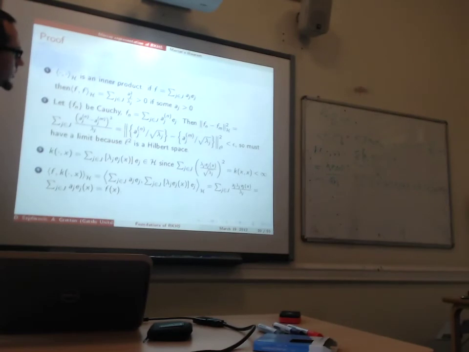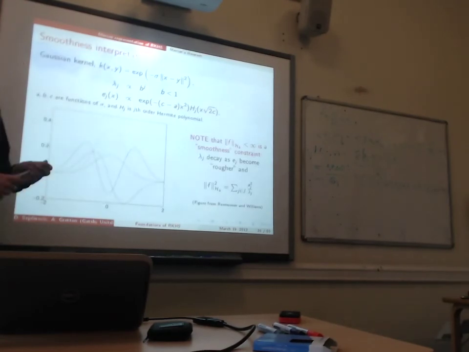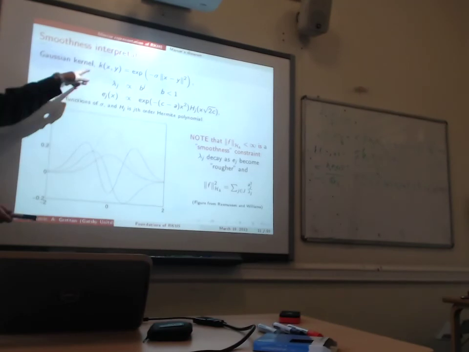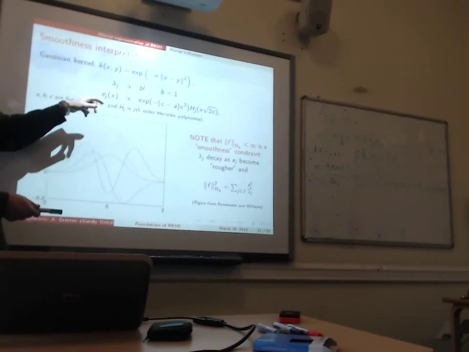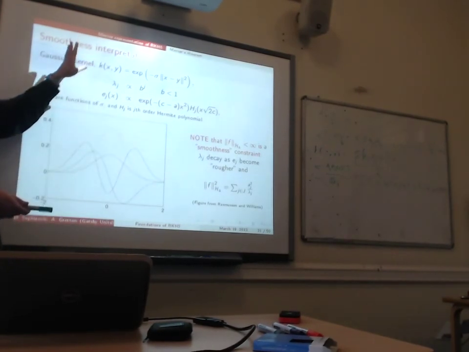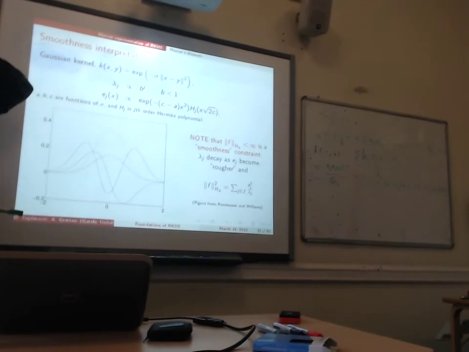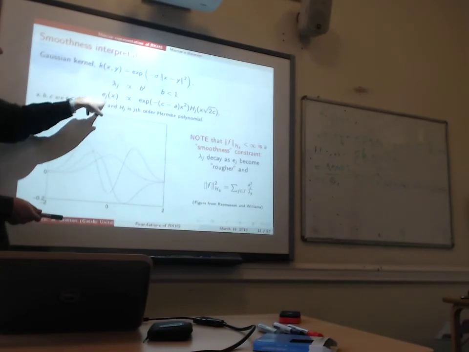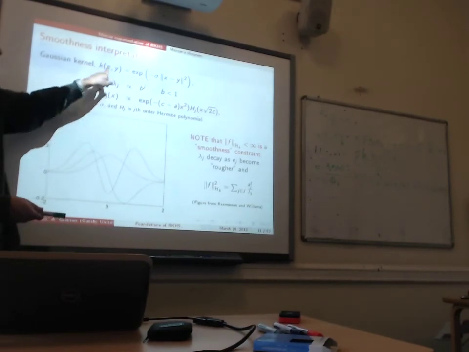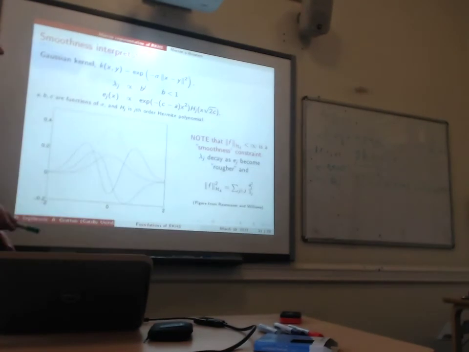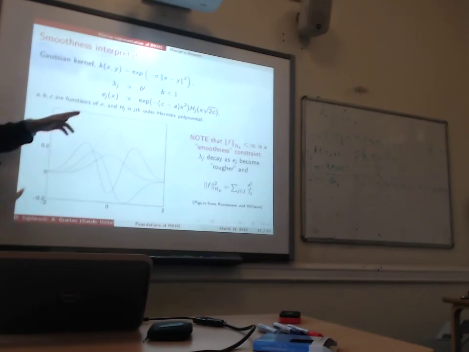So why does this imply in any way that the functions in the RKHS are smooth? Let's consider an example. If you have something like a Gaussian kernel, and pick a particular measure nu, compute the eigenvalues and eigenvectors with respect to that underlying measure. These continuous functions that correspond to that kernel are expressed in terms of Hermite polynomials. Doesn't matter, just some continuous functions. And lambdas decay at a particular rate.